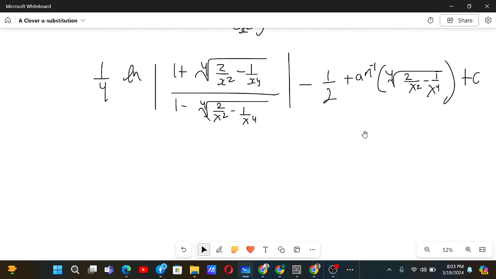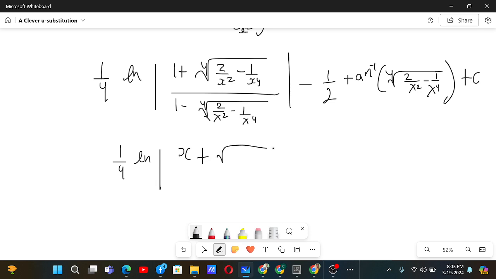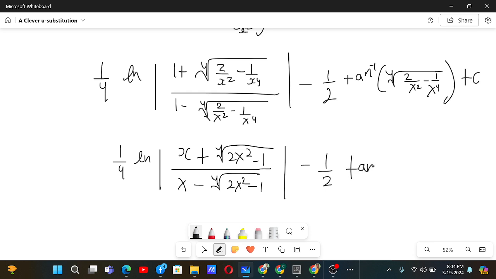Okay, fine. Now this is the last step, that is to take the LCM, and that gives us x plus 4th root of 2x square minus 1 by x minus 4th root of 2x square minus 1, and minus 1 by 2 tan inverse 4th root of 2x square minus 1 by x plus c, and that is the answer.